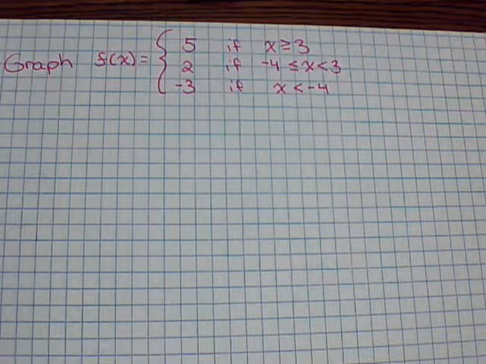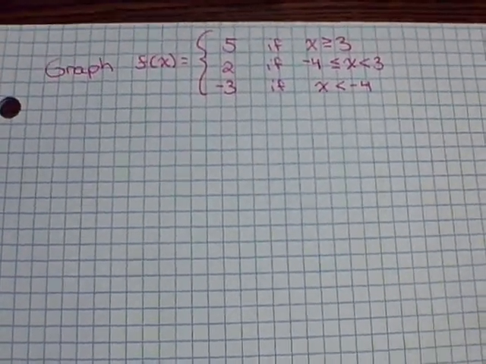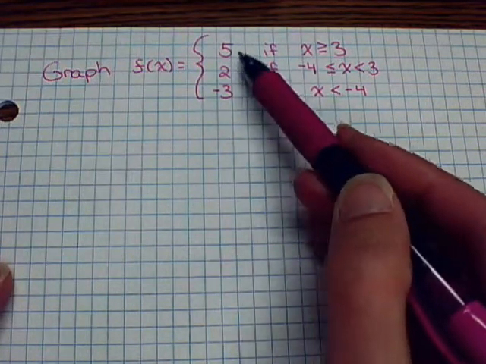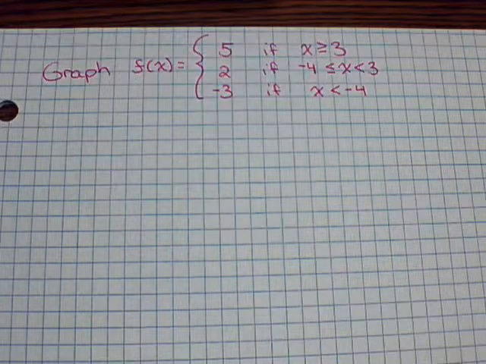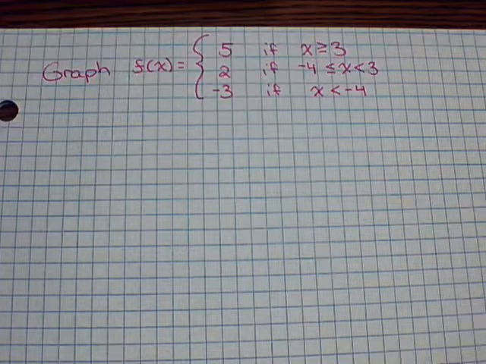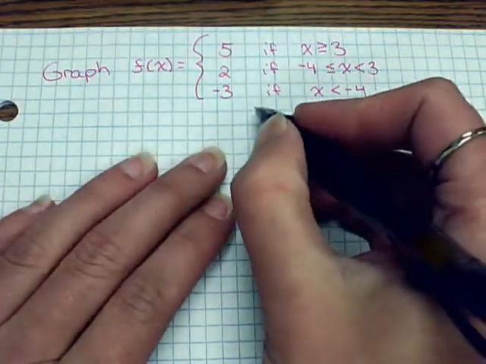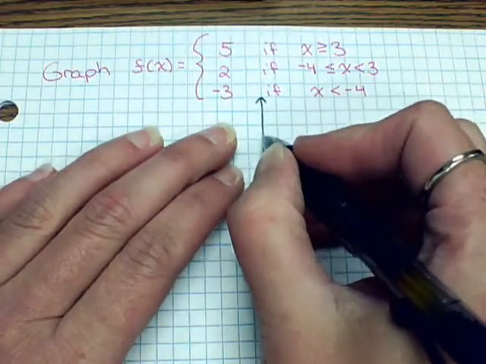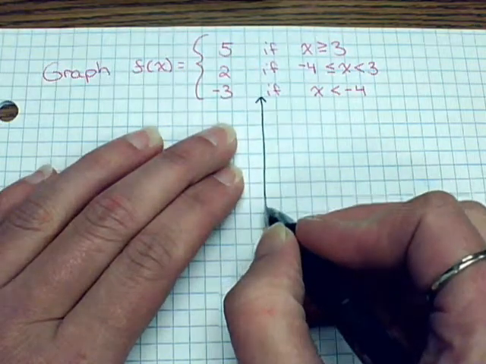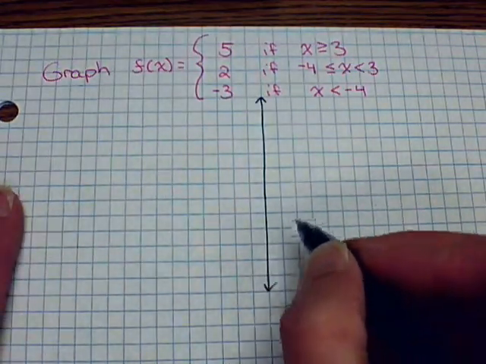Right, in this section we're going to be talking about a very special piecewise function. So let's look at this one. It has three pieces, 5, 2, and -3. Now remember what that really means. That means we have horizontal lines. When you have the equation y equals 5, that's a horizontal line at 5. And so forth.